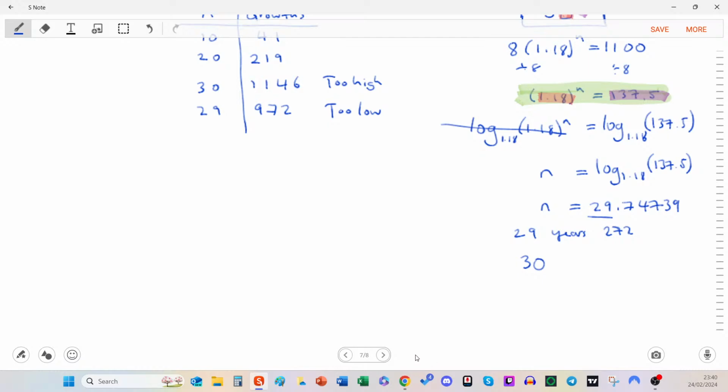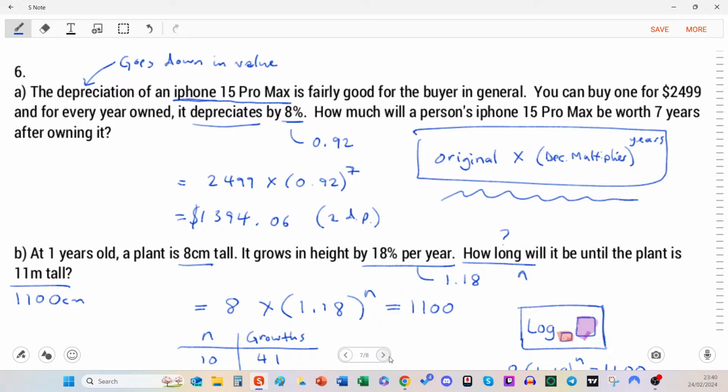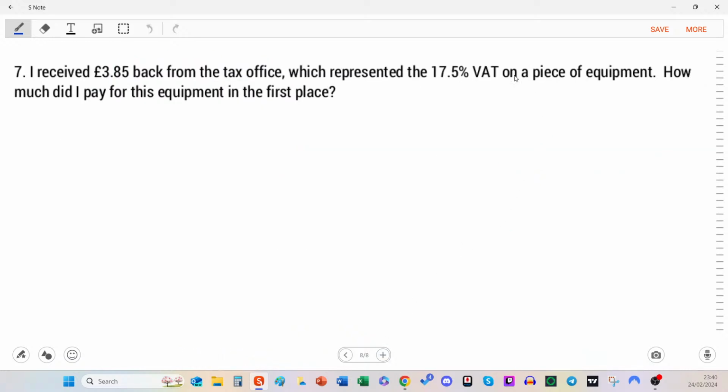All right, last question. I received 385 pence or £3.85 back from the tax office, which represents 17.5%. So straight away, I'm going to write down how I understand this question. £3.85 is equal to 17.5%.